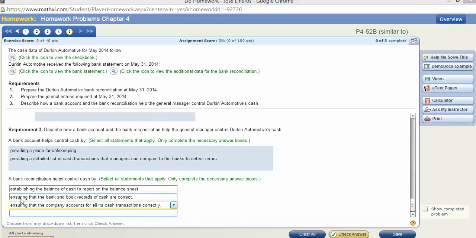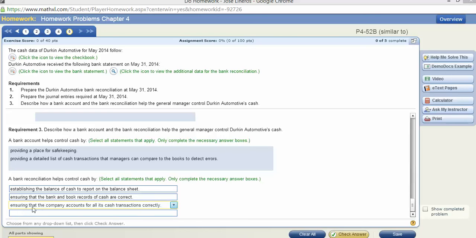Another thing it does is ensures that the bank and book records of cash are correct. It gives you an opportunity with the bank rec to see if the books are recording cash correctly, and also if the bank is recording cash correctly, because there can only be one correct version of the truth, and you want to make sure these are equal.